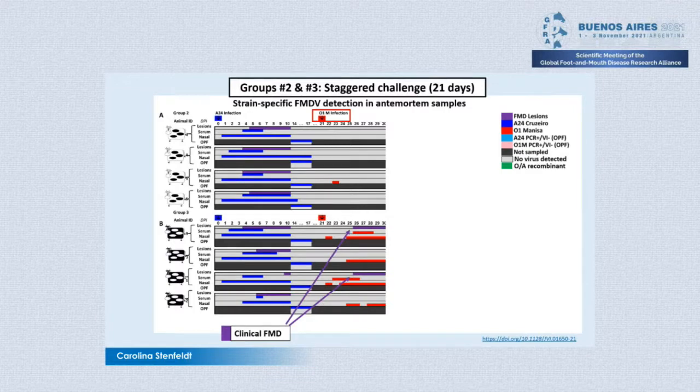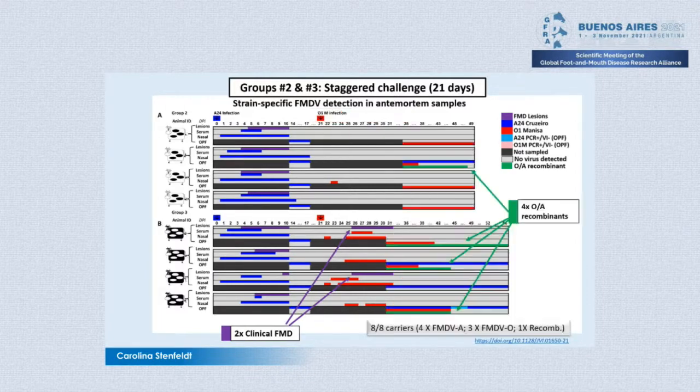However, when we superinfected these cohorts with O1 Manisa at 21 days, only 2 of the 8 animals developed clinical FMD, as illustrated by these purple fields. We did, however, detect O1 Manisa in nasal swabs from some of the superinfected animals that remained subclinical.